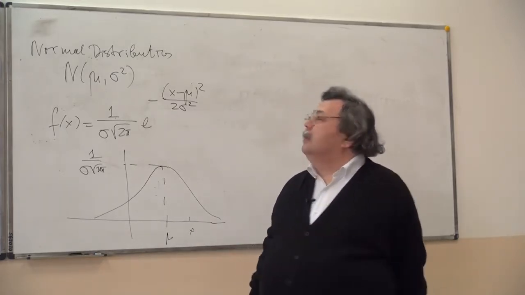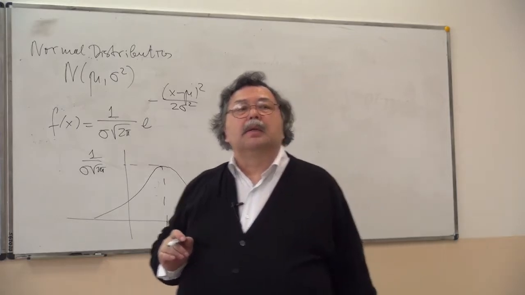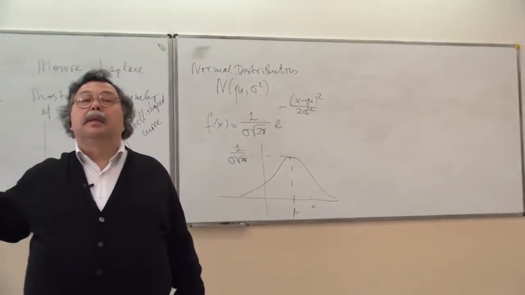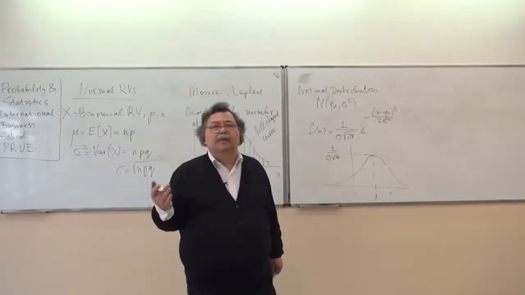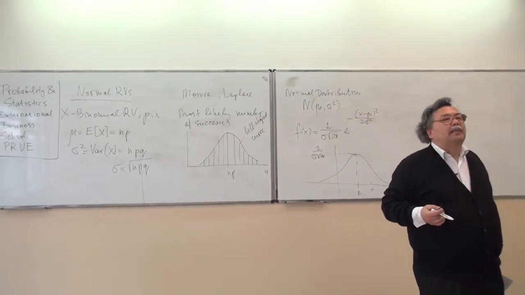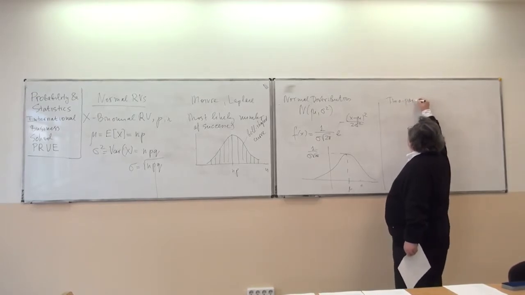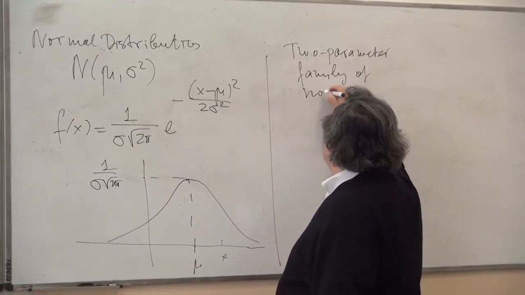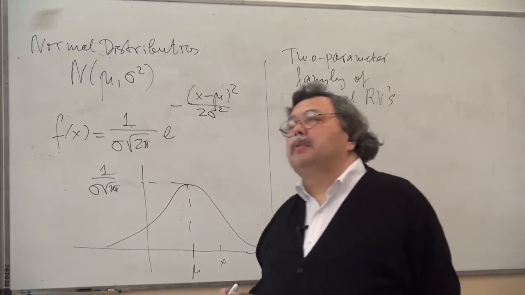Now, look at this. This formula includes two parameters, mu and sigma. So we are not talking about just one unique random variable. Rather, we have an infinite family of random variables that are called normal random variables. And this is a two-parameter family of normal random variables. This is observation number 1.